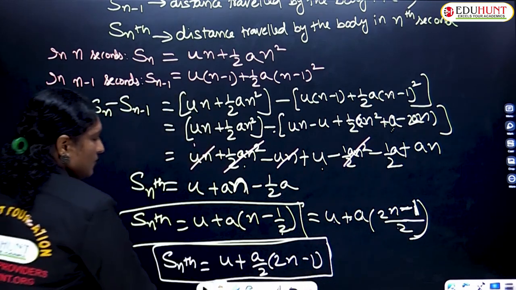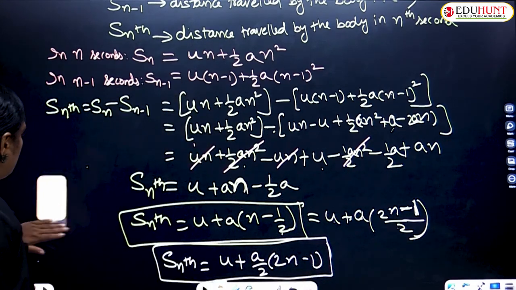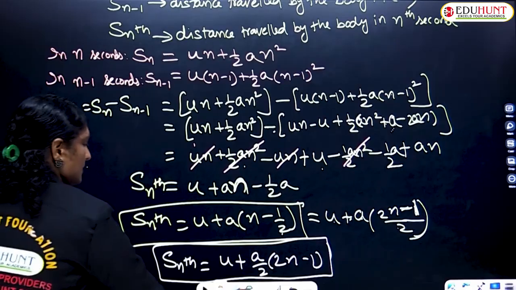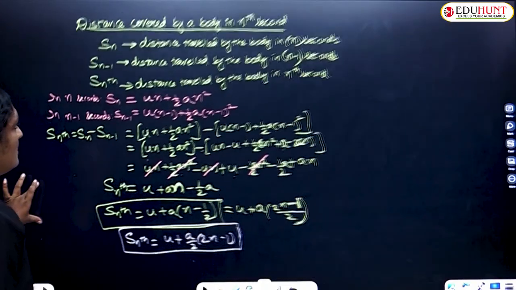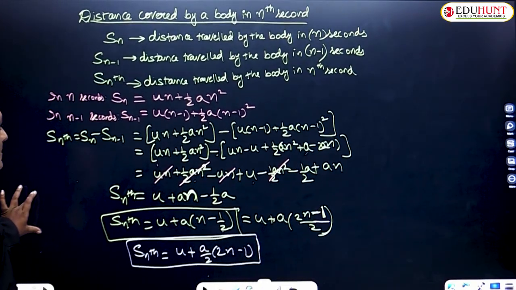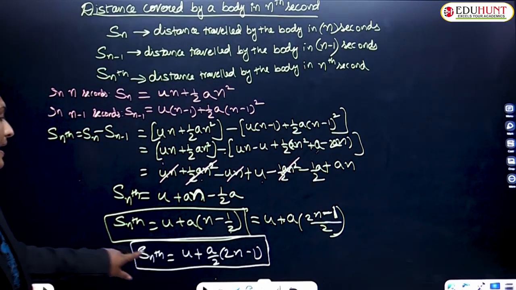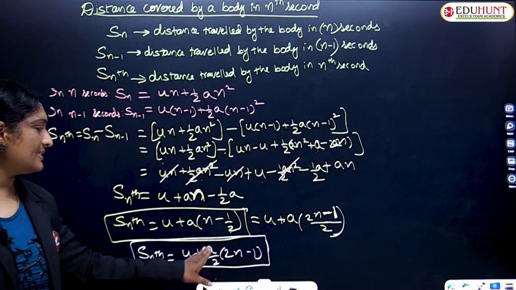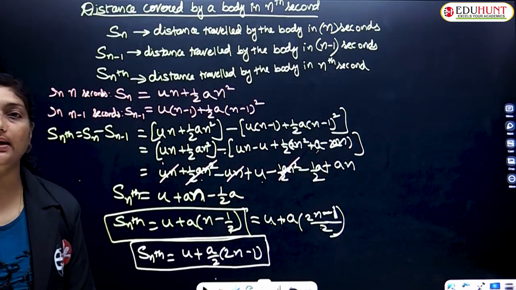So what is the formula, children? Don't worry, you only need to remember the formulas, not the derivation part. No one will ask you for derivation. Okay, Sn is equals to u plus a by 2 into 2n minus 1.